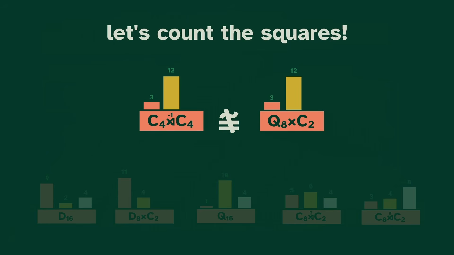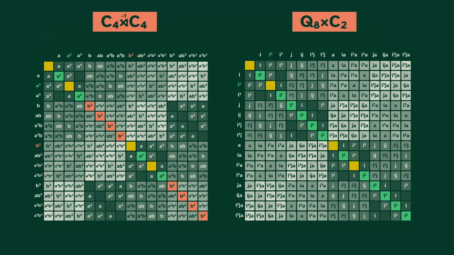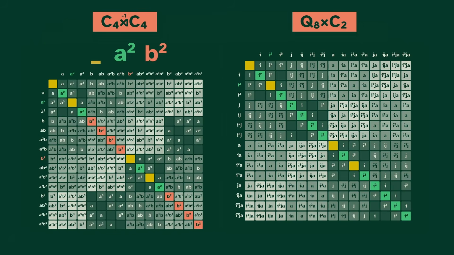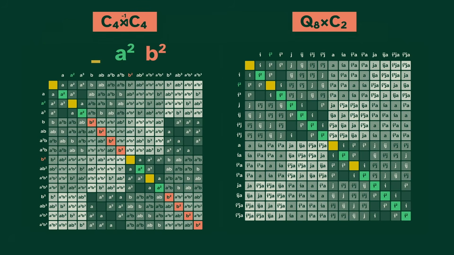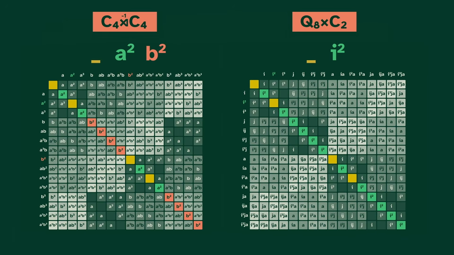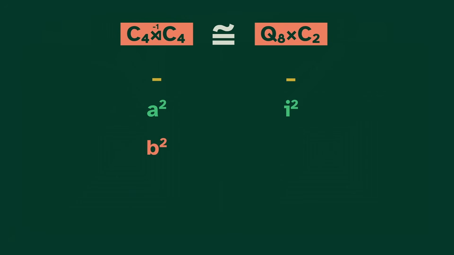Let's count the squares. Here are the group's tables. The squares are the numbers on the backslash. C4 semi times C4 has 3 different squares, but Q8 times C2 only has 2. Yeah, so they must be different groups. If they were isomorphic, the map would connect squares, but that map can't be one-to-one. Let's put 3 squares here, and 2 squares here to remember why they're different.